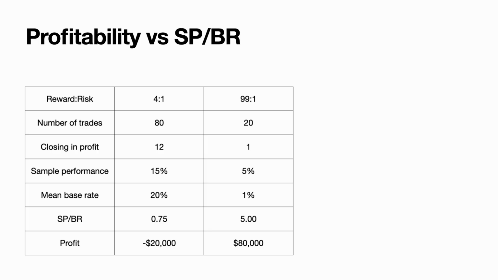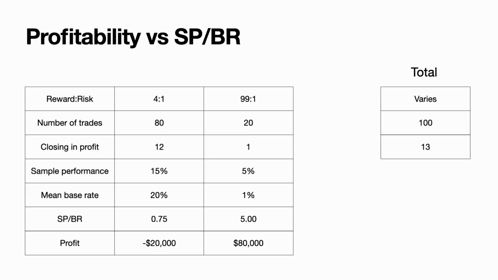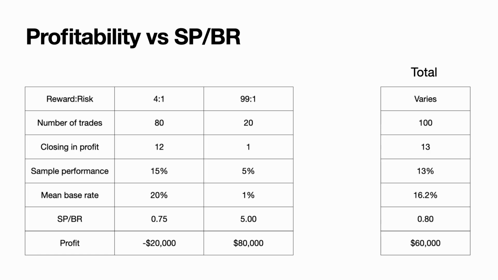Now let's look at these trades together. So we're going to make a total for each. So the risk-reward ratio varies at this point. The total number of trades is 100, and a total of 13 close in profit. So the sample performance rate is 13%. 13% close in profit out of 100. The mean base rate here is 16.2%, leaving the SPBR still at a substandard 0.8. However, there is $60,000 in profit.